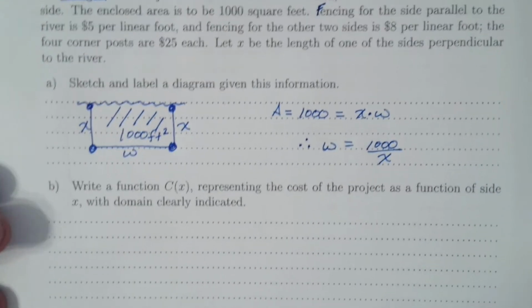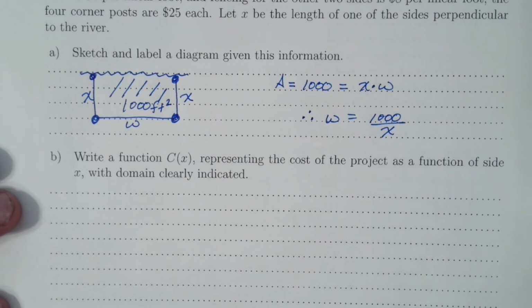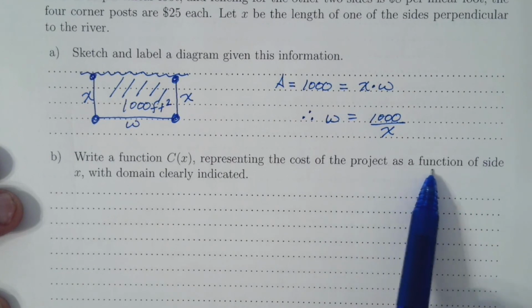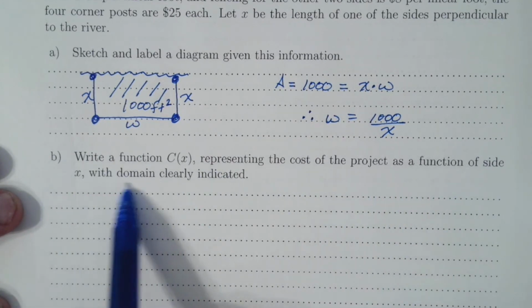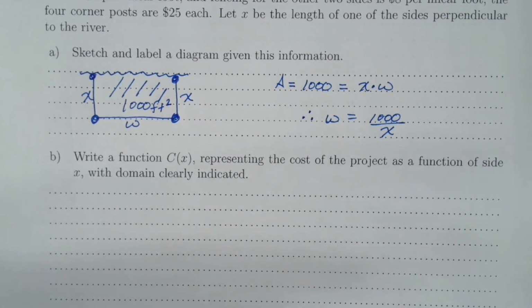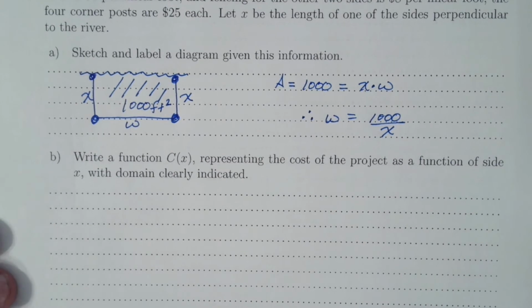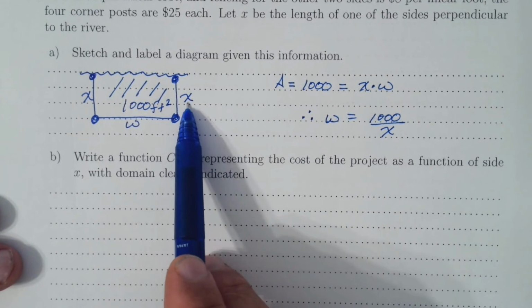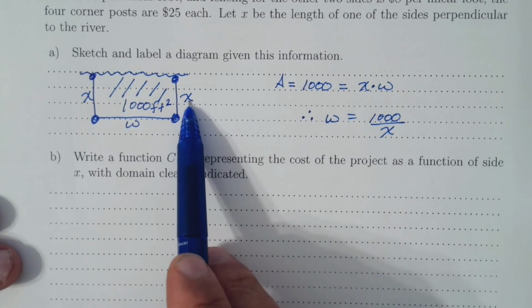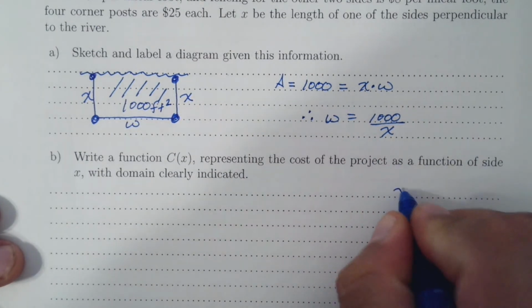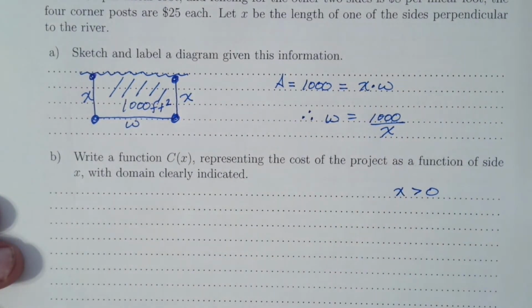Okay. So after sketching and labeling our diagram, we're asked to write a function C of x representing the cost of the project as a function of side x with the domain clearly indicated, right? So a lot of times for these problems we might do a little bit of work and then have to come back to finish up our work, right? Now certainly it would make sense that x is not going to be negative, right? And so we might start off with this side length is going to at least have to be positive. So we'll keep that in mind, right? We'll keep in mind that X is going to have to be greater than 0.